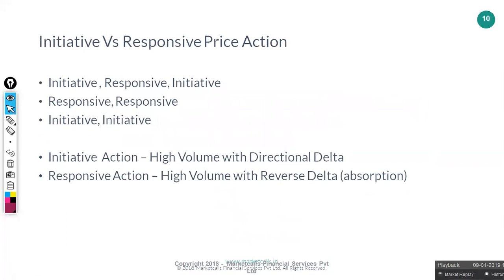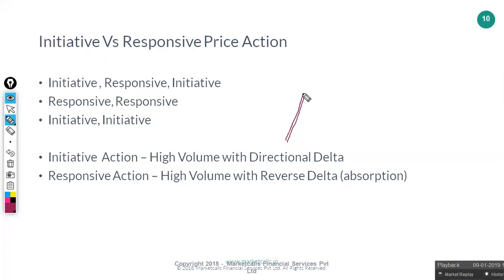In the future, we'll be having more trades based upon this initiative versus responsive action. Initiative and responsive action can come in three types in any kind of market situation: initiative, responsive, and initiative. There'll be an initiative reaction just to find the liquidity. Sometime back I explained the JP Morgan example, right? If JP Morgan wants to buy a Nifty contract, initially they will be moving the price. They're initiating the direction, so they're taking initiative positions in the market to find the liquidity.